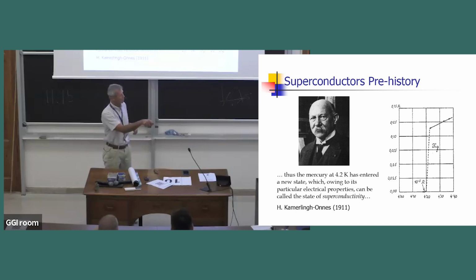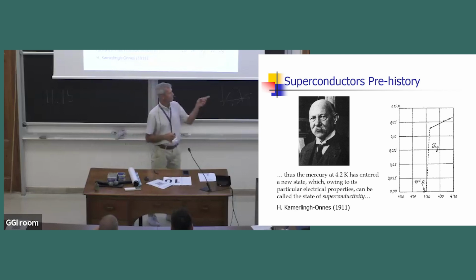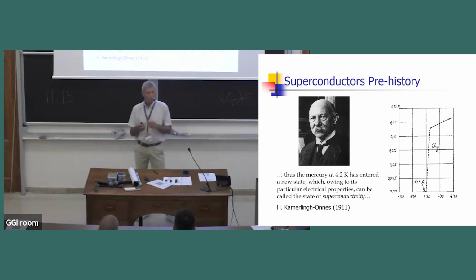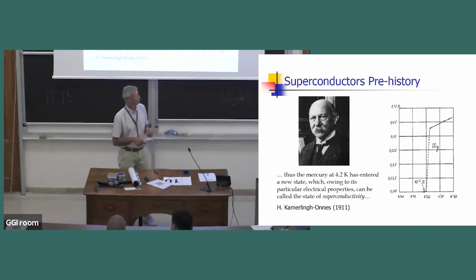And always at 4.2 K, there was this drop. And eventually he entered in his journal that thus the mercury at 4.2, this was mercury, by the way, mercury wires, because it could be purified very much. It would be a pure metal as would be required for the experiment. So at 4.2 K, mercury entered a new state, which owing to the particular electrical properties, no resistance, was called the state of superconductivity. Okay, that's 1911. So this is the discovery.